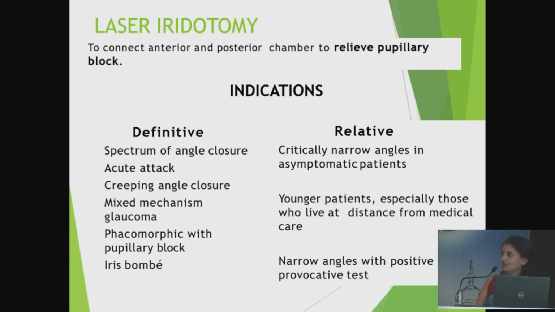The commonest type of laser which is being used is laser iridotomy. This basically connects the anterior and posterior chamber in order to relieve the pupillary block. The definitive indications are that it is used in the spectrum of angle closures and in acute attacks of angle closure glaucoma, creeping angle closure, mixed mechanism glaucoma, and in pupillary block secondary to phacomorphic lens or in iris bombe. The relative indications are in a critically narrow angle in an asymptomatic patient or in younger patients who have to travel a long distance for medical care, and a patient having narrow angles with positive provocative tests.